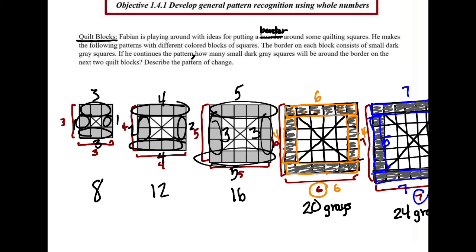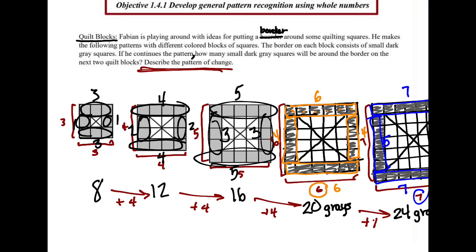Okay, so now we're looking at describing the pattern of change. So only with the gray blocks. So to go from 8 to 12 to 16 to 20 to 24, what are we doing? And we're adding 4 every time, aren't we? Okay, so that's the pattern of change.